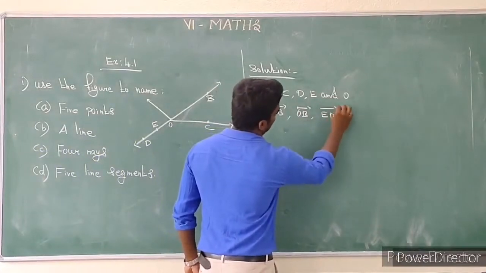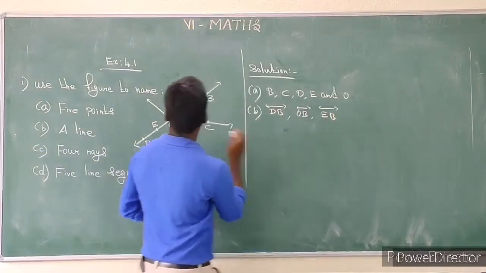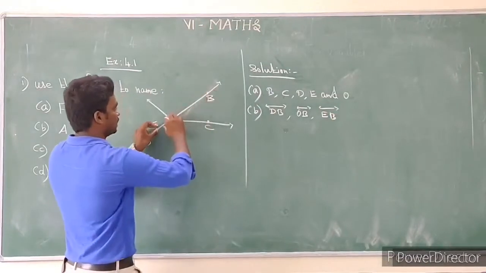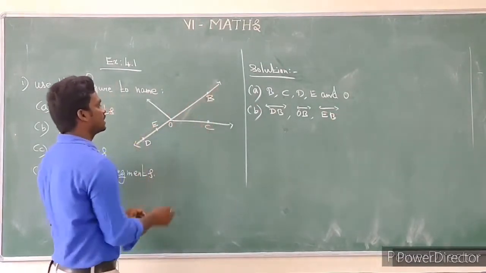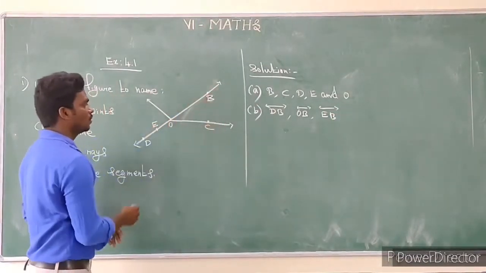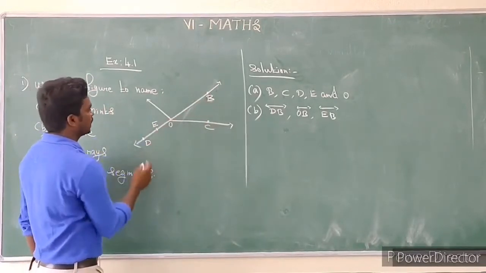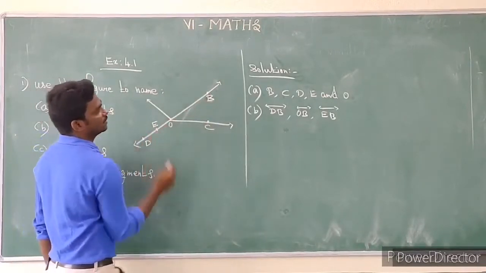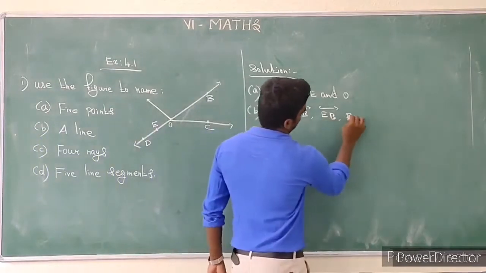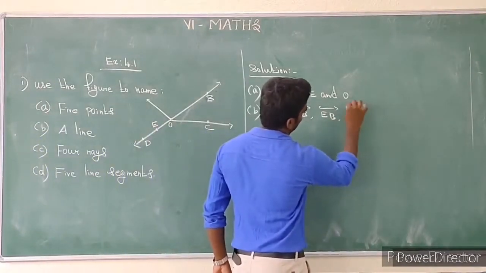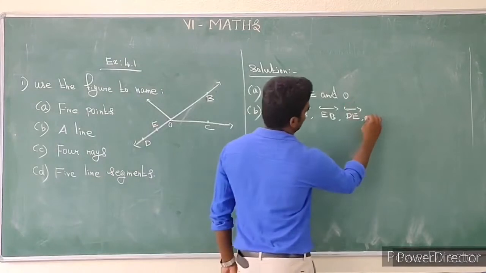EB is also a line. That means EB is a line segment which is extended on both sides endlessly. So EB is a line. Next one, line DE. So DE is also a line, right?